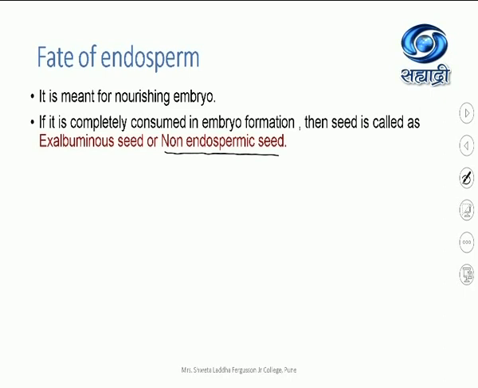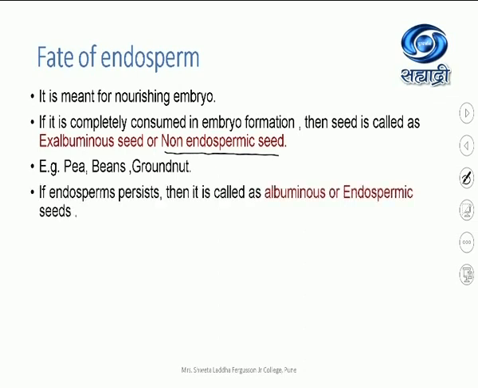It is also called an exalbuminous seed or non-albuminous seed. Examples: pea, beans, groundnut. All these dicots have cotyledons which are storing the food. They do not have endosperm because the endosperm is completely used up when the embryo was developing. Exalbuminous or non-endospermic seed.